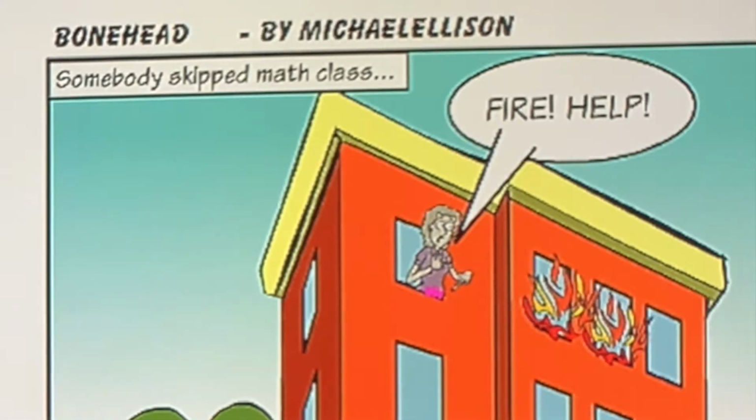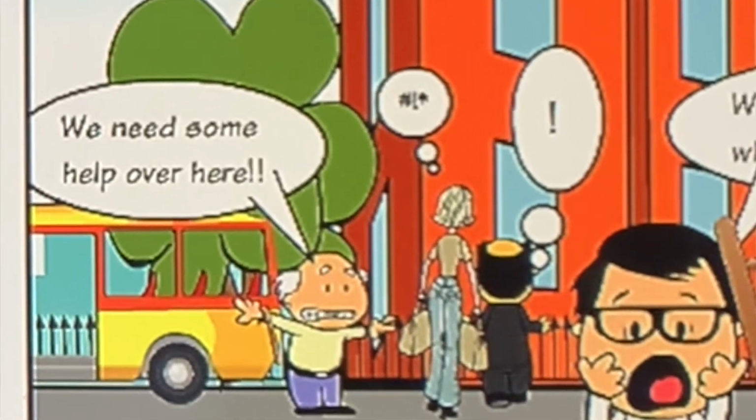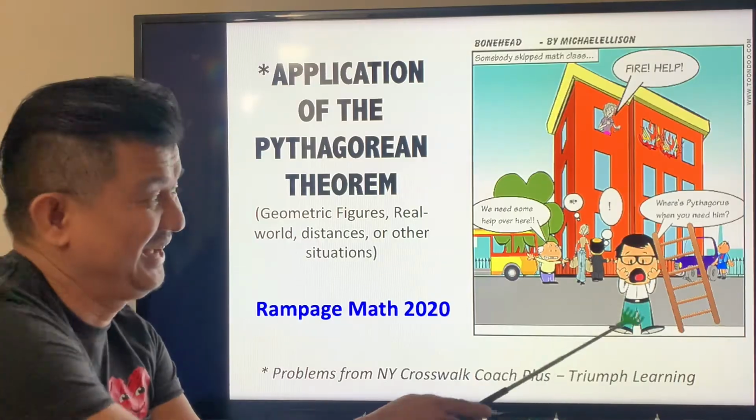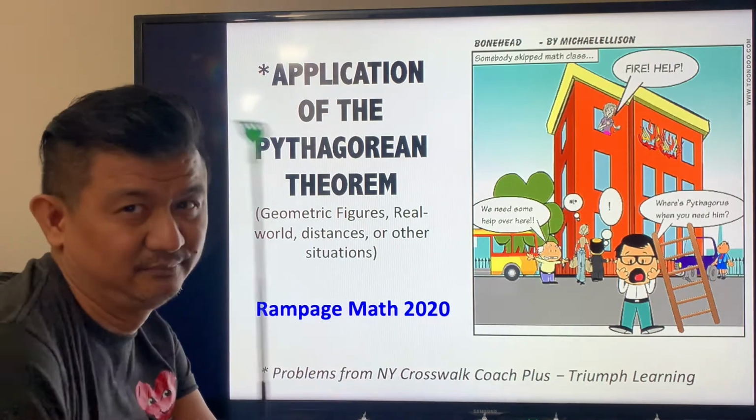Fire, help! We need some help over here. Where's Pythagoras when you need him? Haha, so the ladder, a building, fire, you will need the Pythagorean Theorem.